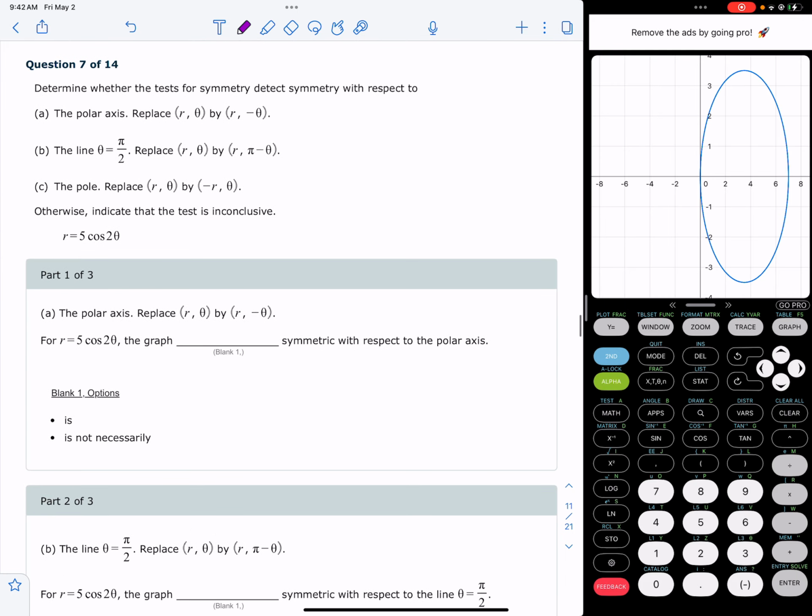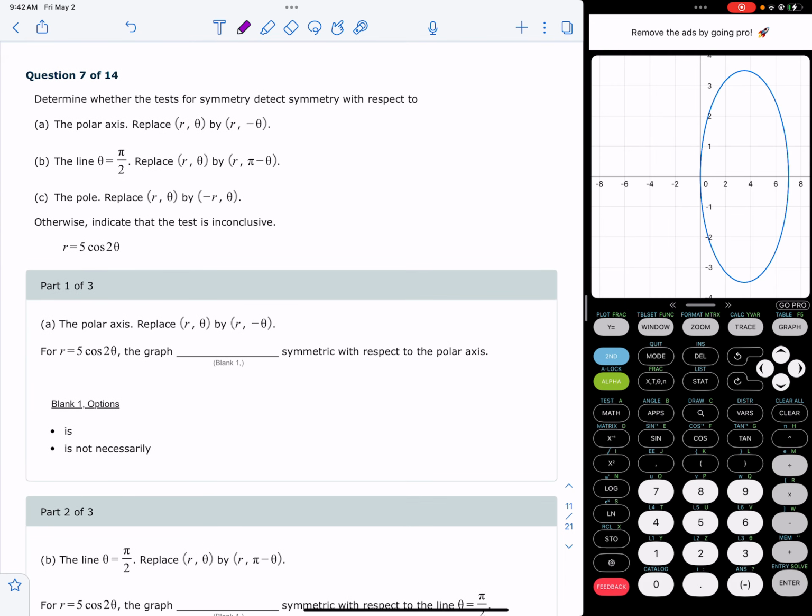Okay, so then we're here to 7. So this one is testing for symmetry. And the thing with polar graphs is you can't just rely on how the graph looks to determine if it's symmetrical. You actually have to test the equations. And so a couple of the things that we need to remember when we're plugging in negatives here: the cosine of a negative angle is the same as the cosine of that positive angle.